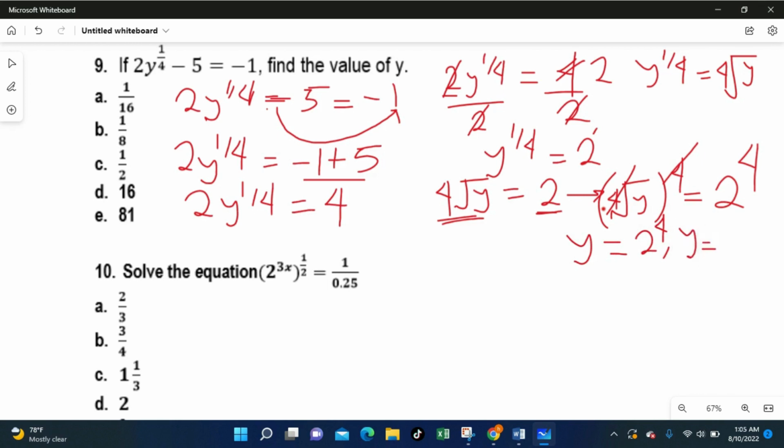2 raised to power 4 is 2 times 2 times 2 times 2. 2 times 2 will give us 4. 4 times 2 will give us 8. And 8 times 2 will give us 16. So you see, our final value for y will be 16. So our correct option is D.